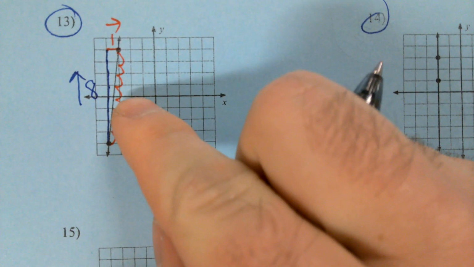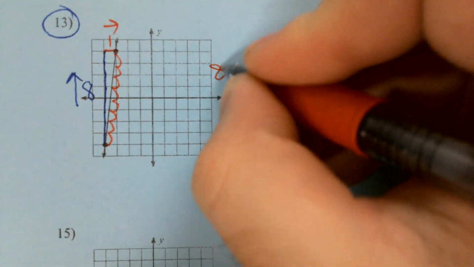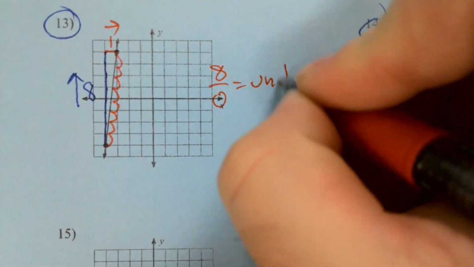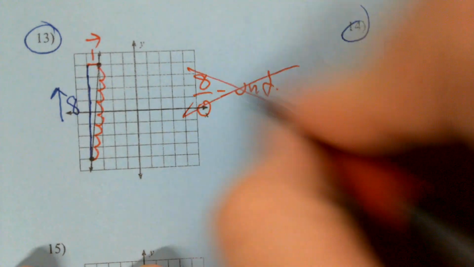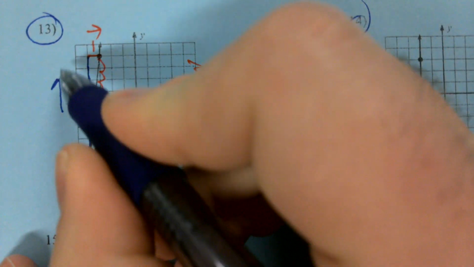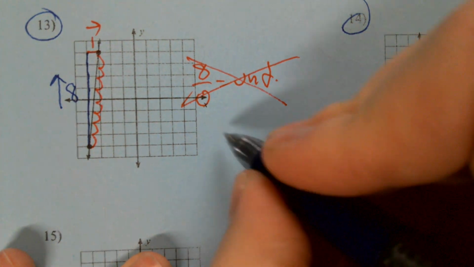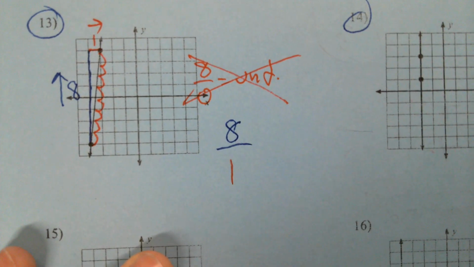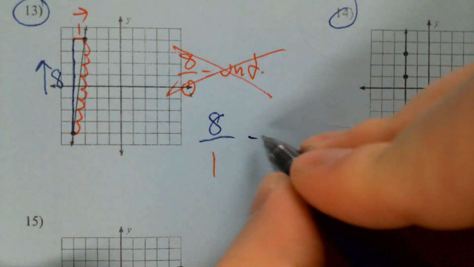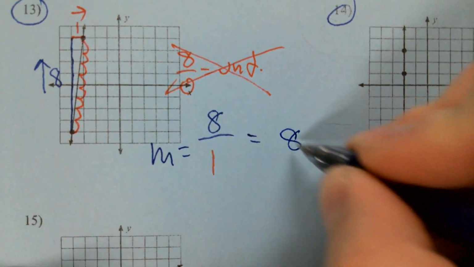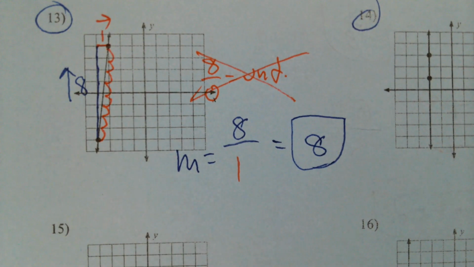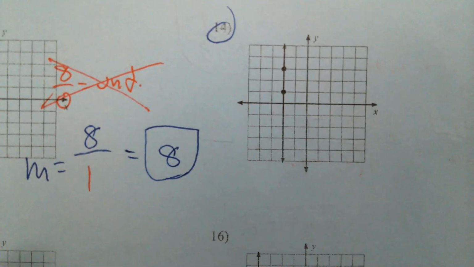Right? And then some of us may have done something like 8 over 0 and gotten undefined. That is not what we do here. Our rise was 8. Our run was 1. Even though it's a really thin slope triangle, it's still a slope triangle of 8 over 1, which is equal to what? 8. There we go. Positive 8 there for number 13. It's only going to be undefined if it is perfectly vertical, straight up and down, kind of like number 14.